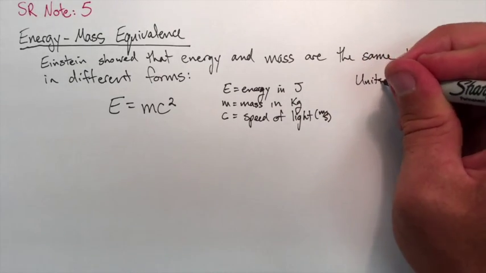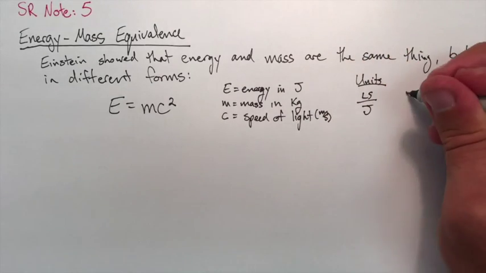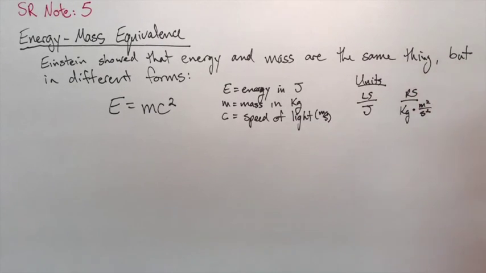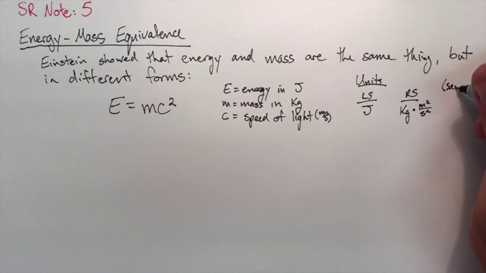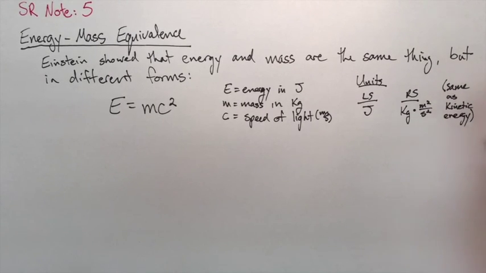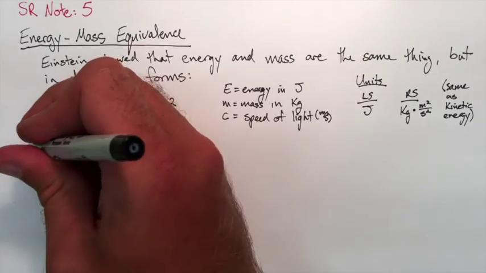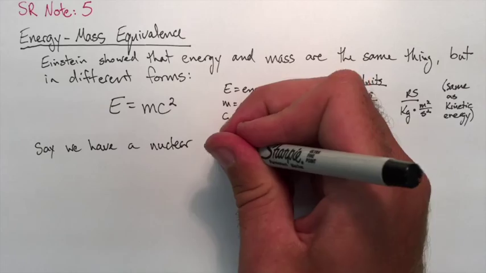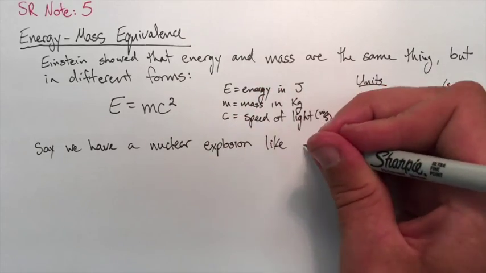E is in joules, m is in kilograms, and c is the speed of light. If we check the units, joules and kilogram meter squared per second squared. If we remember the kinetic energy equation, a joule is a kilogram meter squared per second squared. So the left side equals the right side. Let's use it in an example.